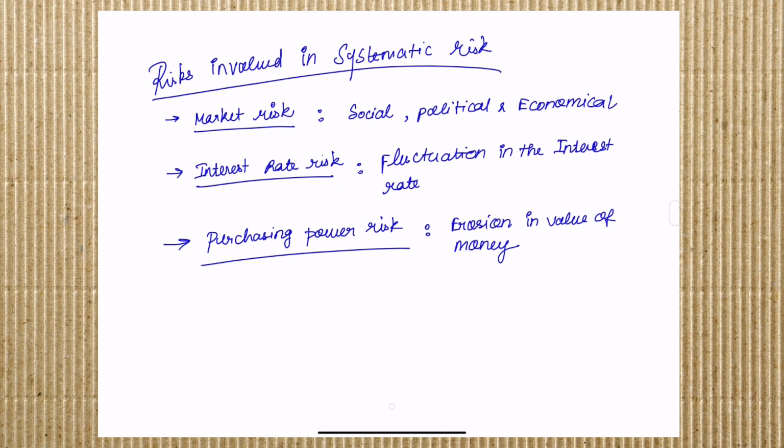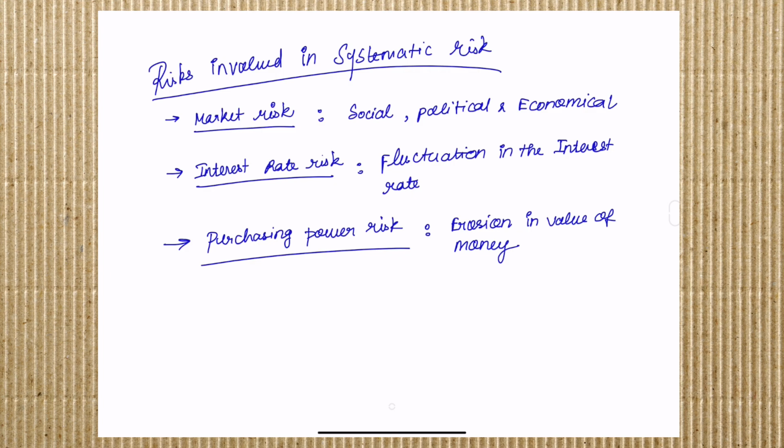First, the risks involved in systematic risk. The first one is market risk. What is a market risk? These risks are triggered by social, political, and economic events. For example, if there is any circular from the government that is going to affect investment in stocks and the overall market, then it is considered to be market risk. For example, increasing the capital gains taxation or the short-term capital gains taxation is considered to be a market risk. Because of this increase in taxation, there will be a change in the pattern of investment, which is considered to be a market risk.